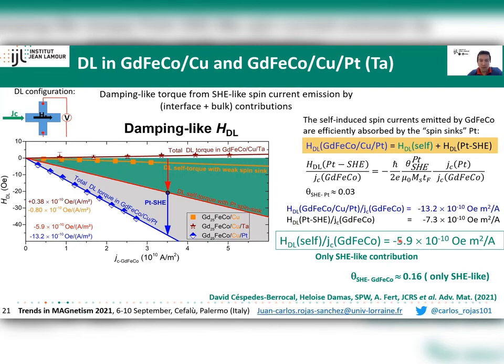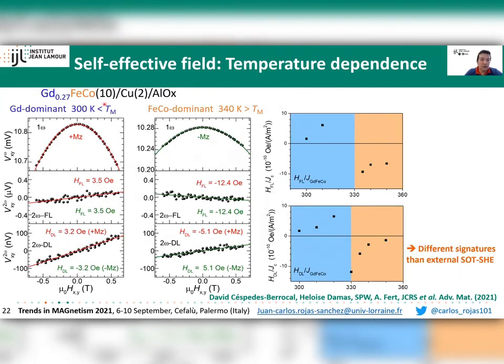Just quickly, let me show another signature that we can explore in the spin-orbit torque: the temperature dependence in these ferrimagnetic alloys. At 300 Kelvin, we are below the magnetic compensation temperature for this concentration, and at 340, we are above the magnetic compensation temperature. So in this gadolinium dominant phase, we have this fundamental harmonic signal. In the middle, we have the field-like voltage, and we can see that the slope of this field-like signal changes sign. That means that the effective field changes sign.